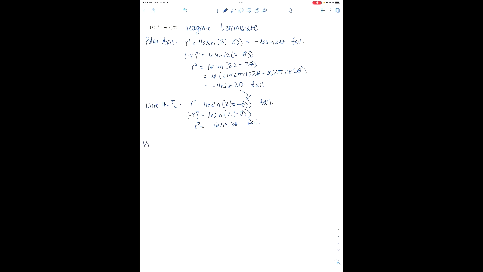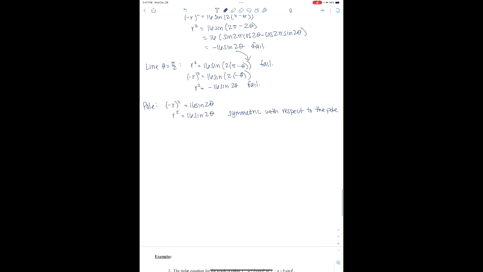Last thing, let's check the pole. We get negative r squared equals 16 sine 2 theta, which is r squared equals 16 sine 2 theta. And so this tells us it's symmetric with respect to the pole. Awesome.